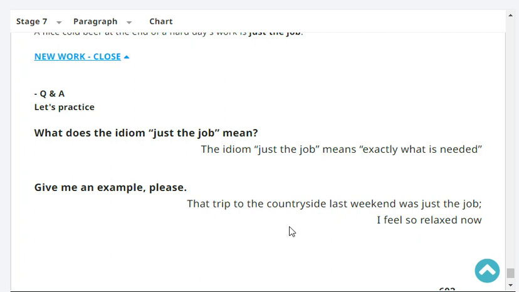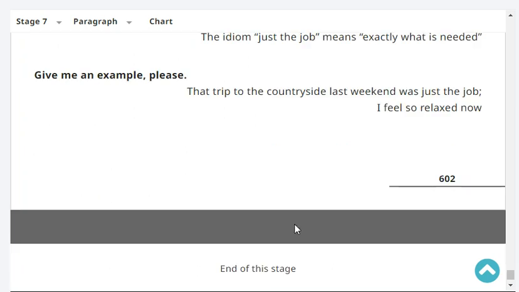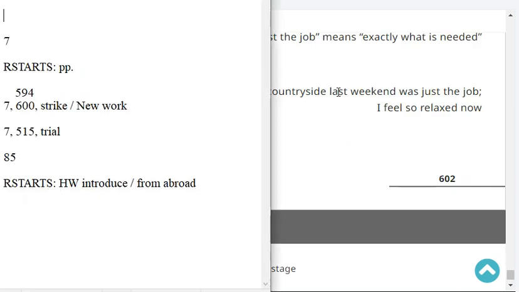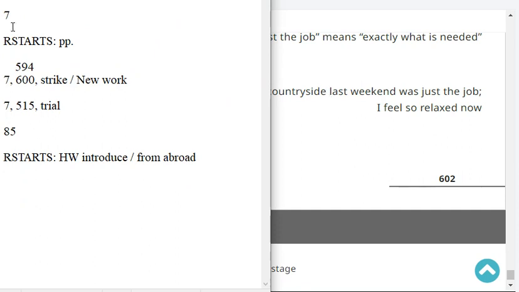Give me an example, please. That trip to the countryside last weekend was just the job. I feel so relaxed now. Very good. Okay, so now let's move on to reading.